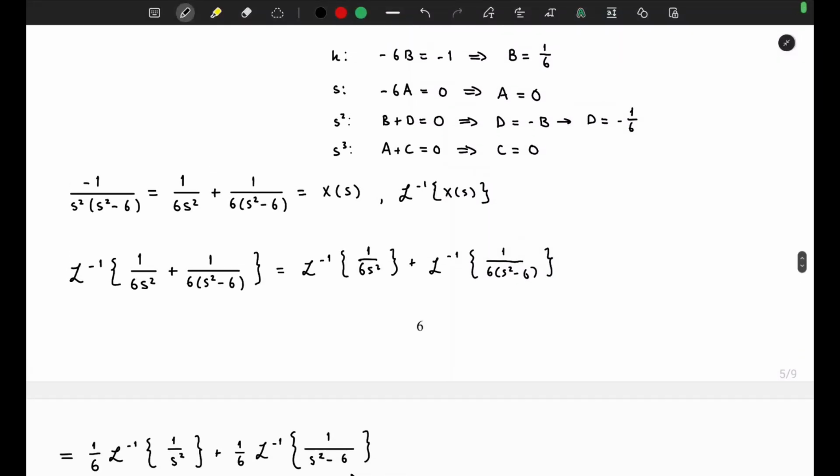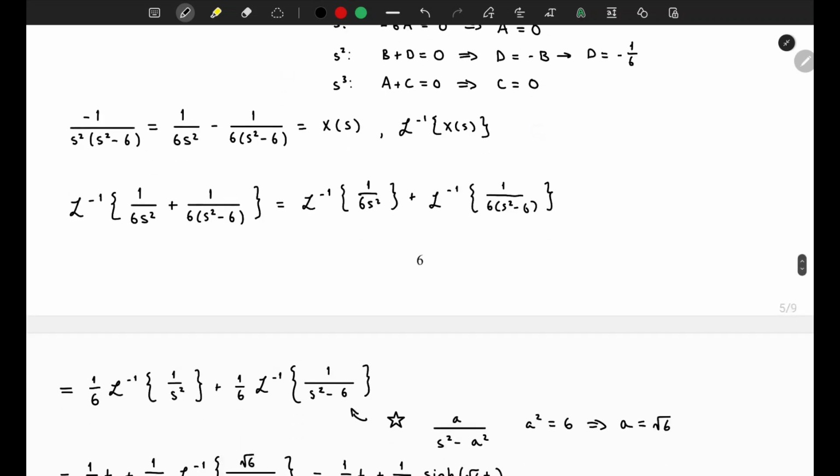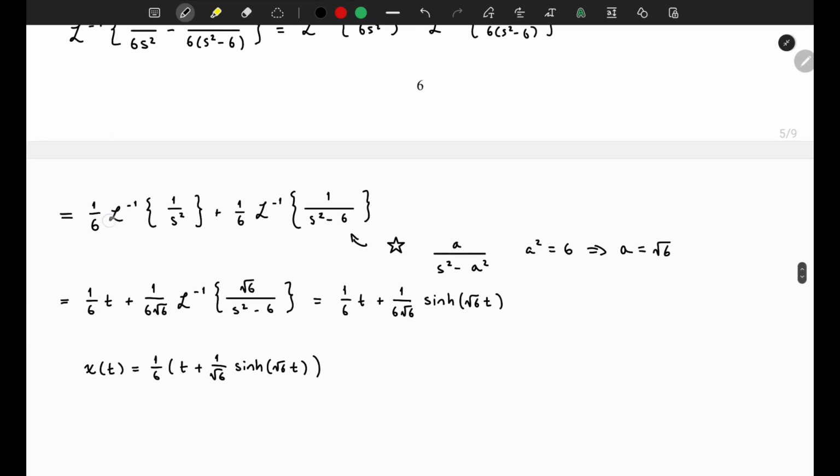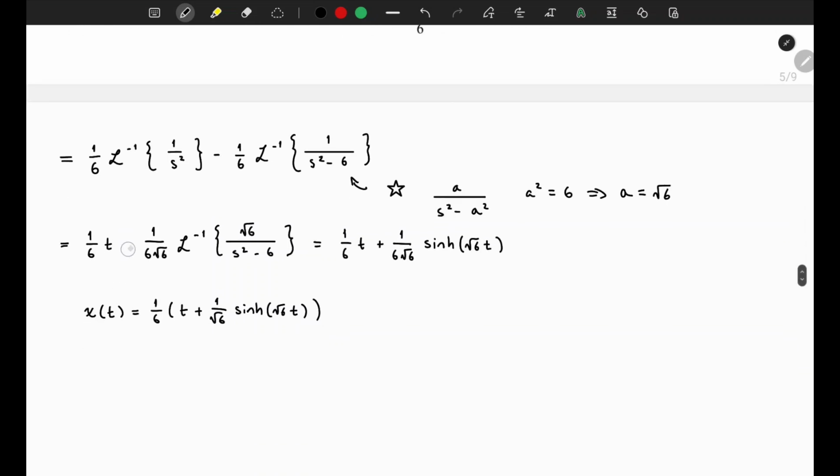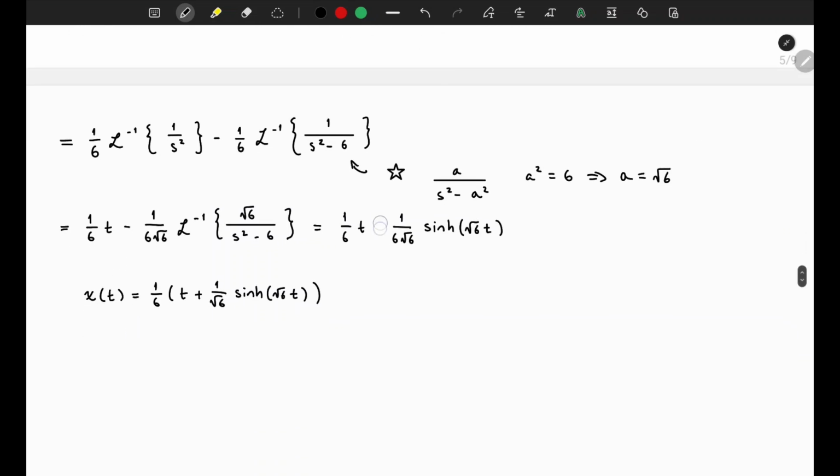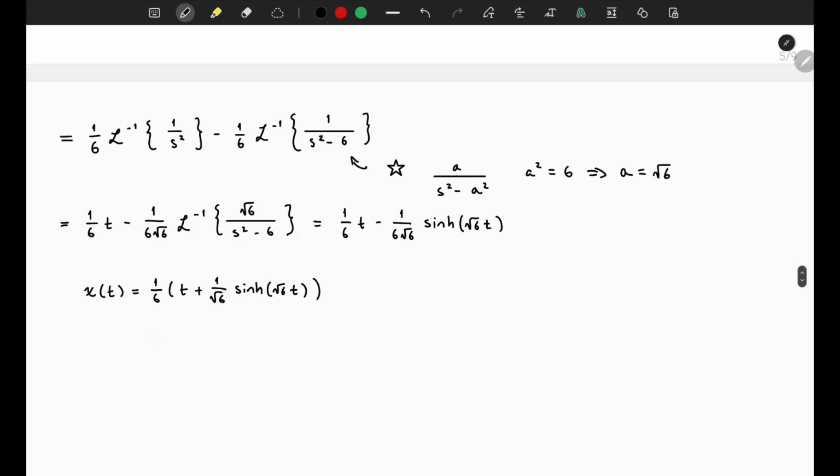And that is the answer to this question. Actually, I just realized that there's a mistake. When we were writing the partial fraction decomposition, I forgot that d is negative 1 over 6, meaning this right here would be negative 1 over 6. So the answer is going to be almost identical, aside from one sign, which I'll fix right now. So this is the actual answer.